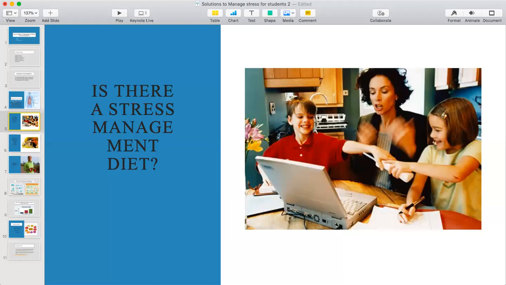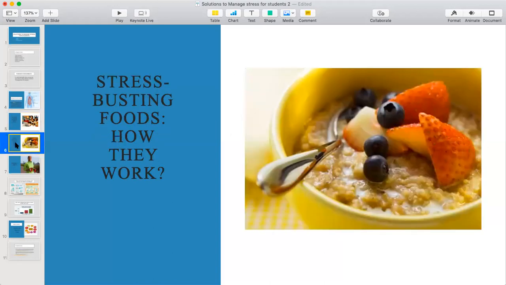Right, let's see the next slide, the next solution, and see if it's better. Stress-busting foods, how they work. And the photo here, thank God, it's about food. So again, what's really good about this slide is that it's not crowded at all. It includes a question, so as an audience, I'm interested. I want to know what the presenter is going to say, how they are going to answer this question. So this is something very interesting.